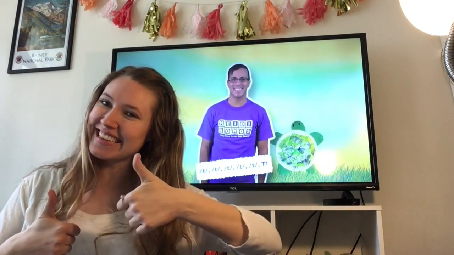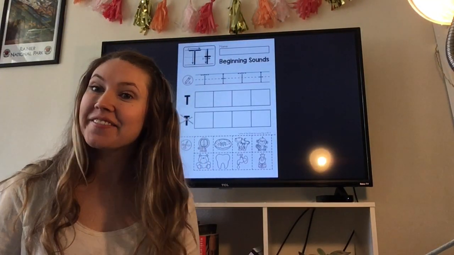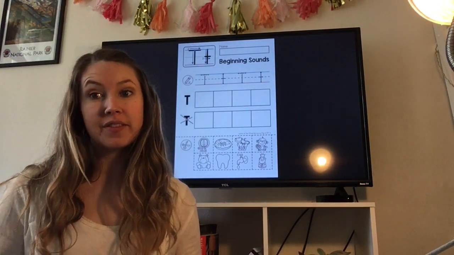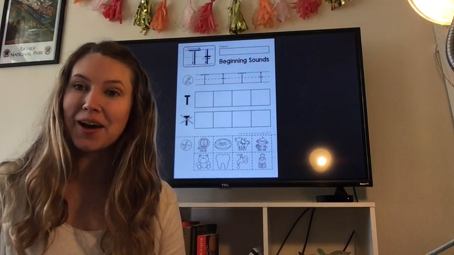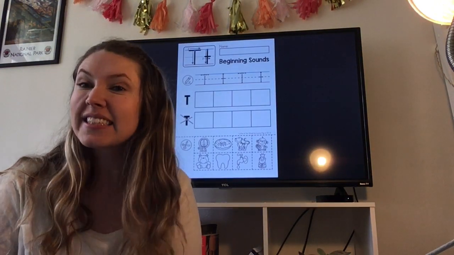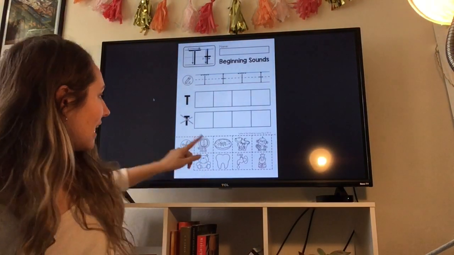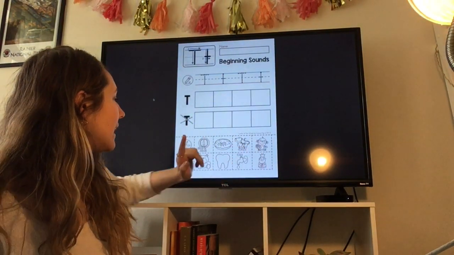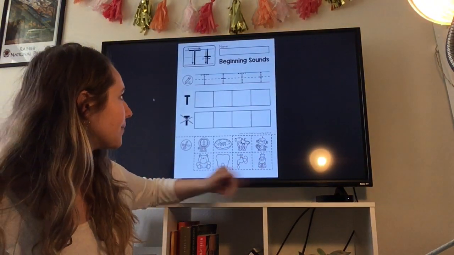Ta-ta-ta-ta-ta-t. Nice work, you guys. All right, we're going to get started on our sorting of T words and non-T words. So remember, our objective is to sort things that begin or do not begin with the t sound. So remember, we're looking for words that say t in the beginning. So let's look at what words we have. We have lion, donut, tiger, monkey, teddy, tooth, tap, and king.